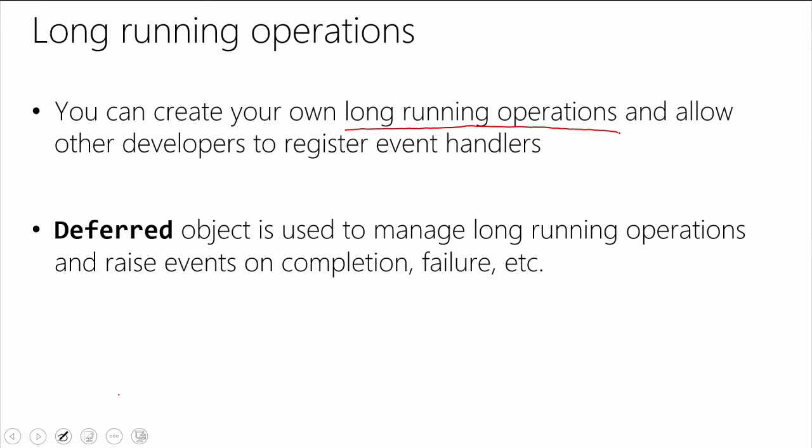So we can create our own long-running operations and allow developers to simply register an event handler. What's great about that is we can do whatever we want. If we're going to use a web worker to start, we can use a web worker. If we're going to maybe later offload this and call off to a server, well, we can do that. So it really is up to us to decide how we want to do it and be able to change it. The deferred object gives us the ability to manage all of that and then raise events when it completes, when it fails, or also even progress. So if you want to set up a progress bar, you could do that with deferred.